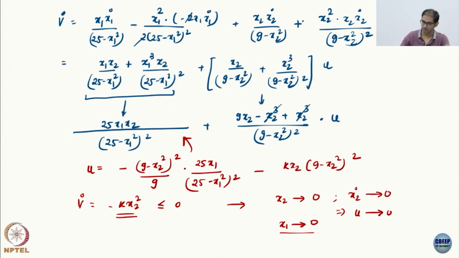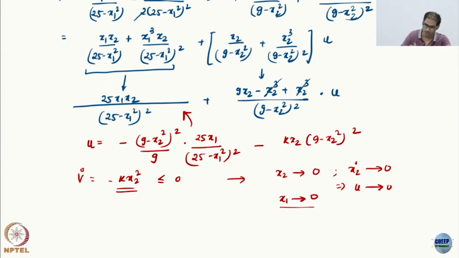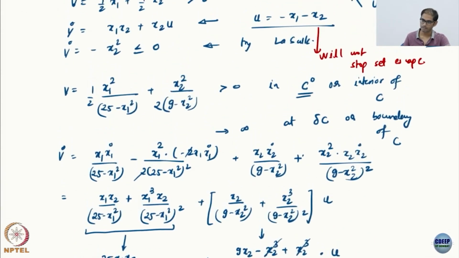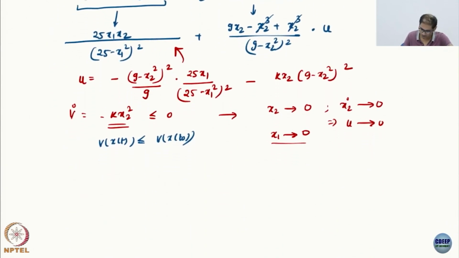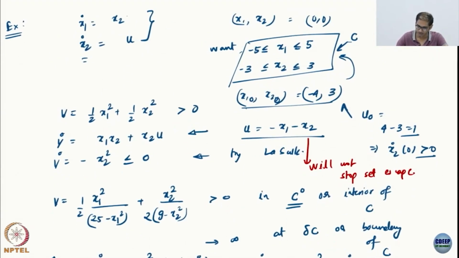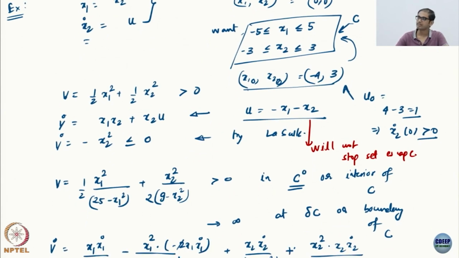But notice, even before I went to this step, I have already proved this. Forget all of this mess. To prove everything goes to 0, I have already proved that v dot is negative semi-definite, which means v of x of t is less than or equal to v of x of t0, right? Now notice, whatever initial condition you started with was inside, so x t0 belongs to C, or C interior. I am going to say C interior. So you started in the interior of this set C.